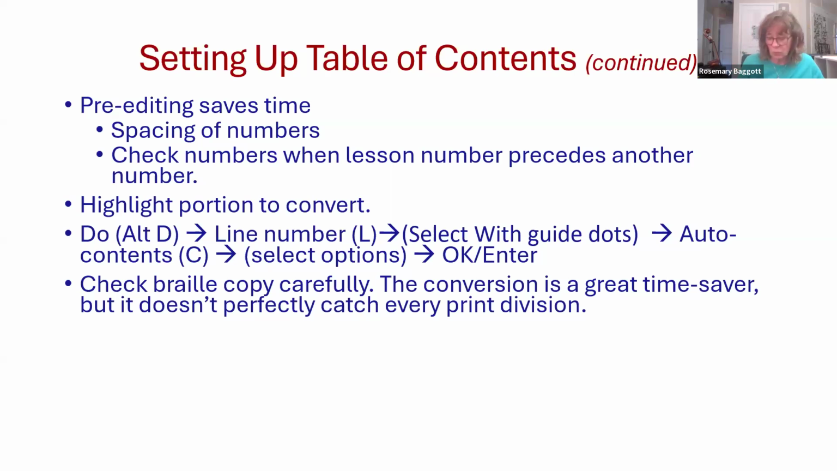the table of contents tool, once you've highlighted the material you want to format, is Alt D, line number L, and then you select with guide dots, and then you select auto contents and select options within there, which I will demonstrate. And then you check your Braille copy carefully to make sure it's what you want it to be. Because of the vast differences in textbook design, including type forms, especially in the table of contents, the NIMAS translated files just have to be proofread and edited carefully.